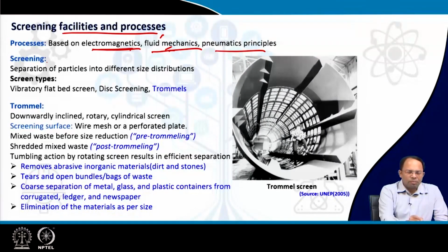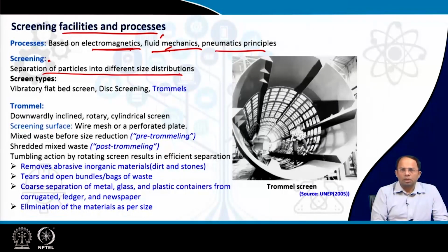So one of the first steps is screening. After pre-sorting, the mechanical step is screening. So here we separate particles as per different size distribution. So screens don't understand what material, what character and all. They just understand materials of different sizes, right? So there are different kinds of screens that are used: vibratory flatbed screens, disc screens and trommels. We will talk about disc screens later, but coming to trommels. Usually for mixed waste, these trommels are found to be very, very effective in separating.